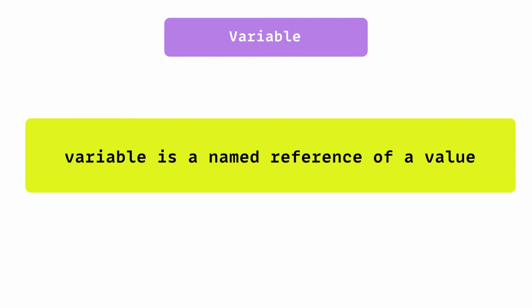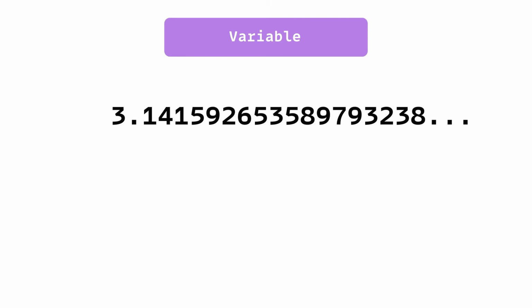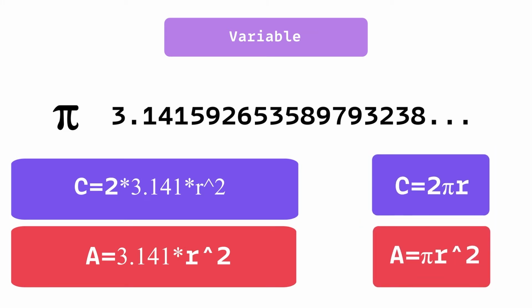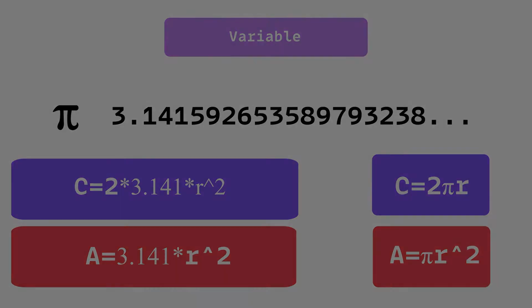Before learning how to declare a variable, first let's learn what a variable is. A variable is basically a named reference to a value. For example, this value is represented by this symbol. So instead of writing the value at multiple places, we can use its symbol or name to represent that value. Now you know what a variable is. So next we will see how to declare a variable and how to use it in Java.